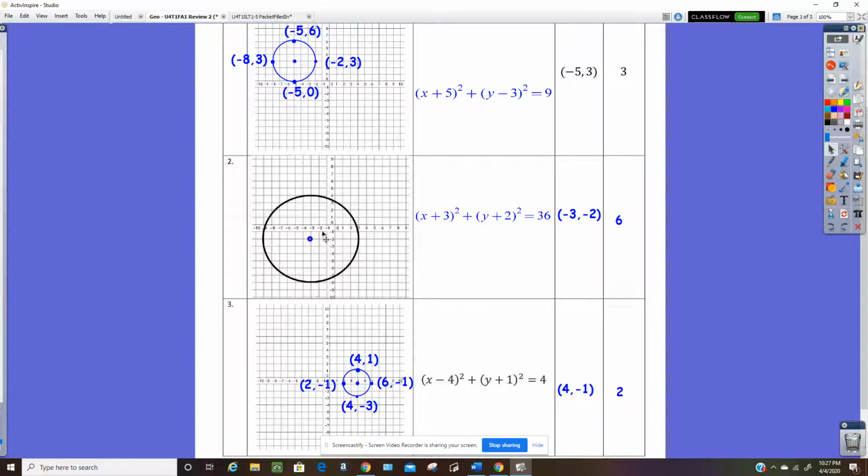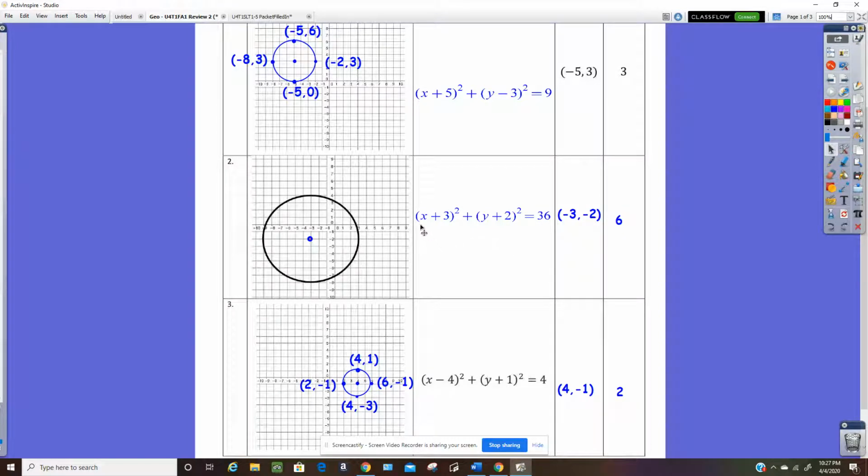So in order to get the radius, the diameter is 12. So half of 12 is 6. 1, 2, 3, 4, 5, 6. So this point right here is the center, (-3, -2). That's how I got the center. The radius is half the diameter, or from here to here, which is 6 units.